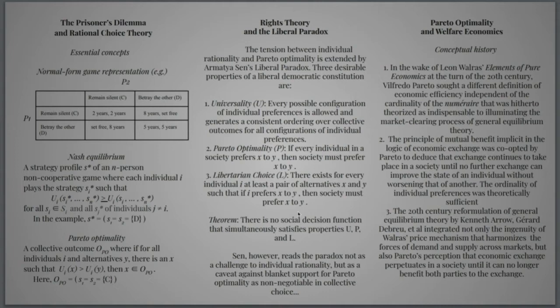Pareto optimality has to be upheld by the constitution, for it is a basic respect for individual sovereignty and unanimity in society. And the third principle is that of libertarian choice, such that there exist alternatives such that if an individual prefers one alternative over the other, then society must prefer that alternative over the other as well. And Sen proves that, conceived as such, a contradiction between these three principles is inevitable.